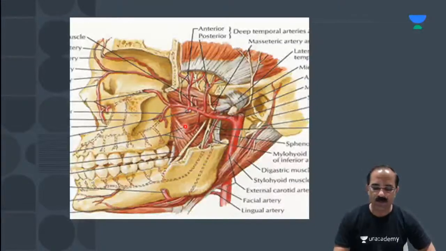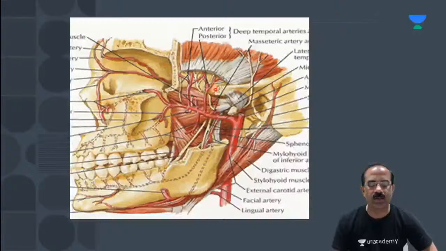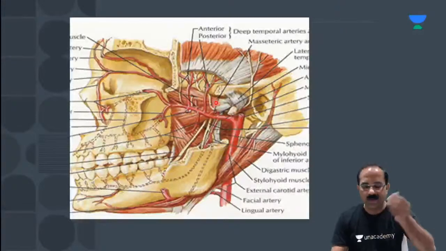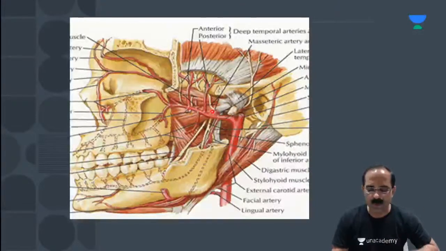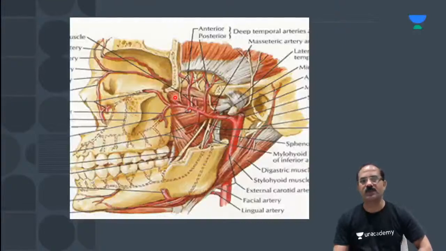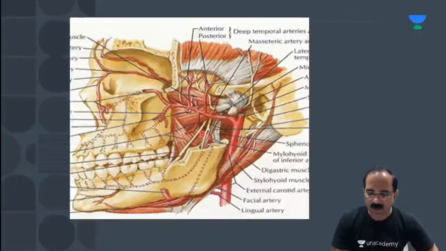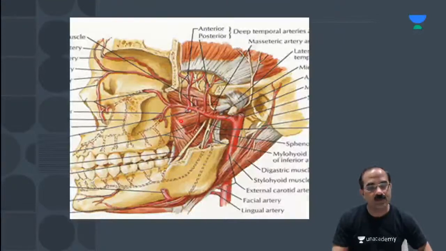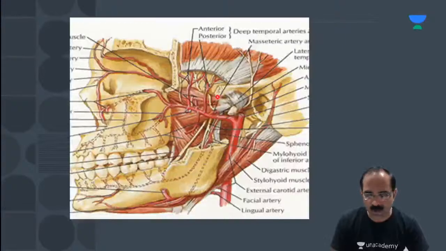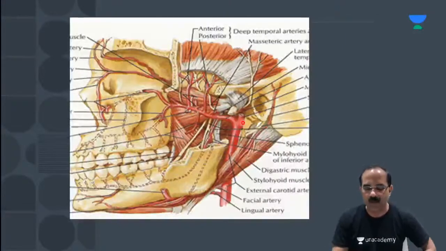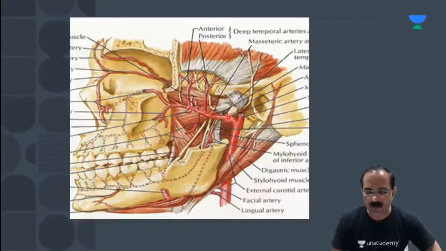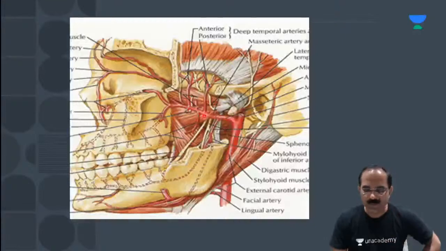And what is this muscle? This is the lateral pterygoid muscle. And this maxillary artery is divided into three parts by the lateral pterygoid muscle. So what is this area now? This is the infratemporal fossa. What is this artery here? This is the maxillary artery. What is this muscle? Lateral pterygoid.